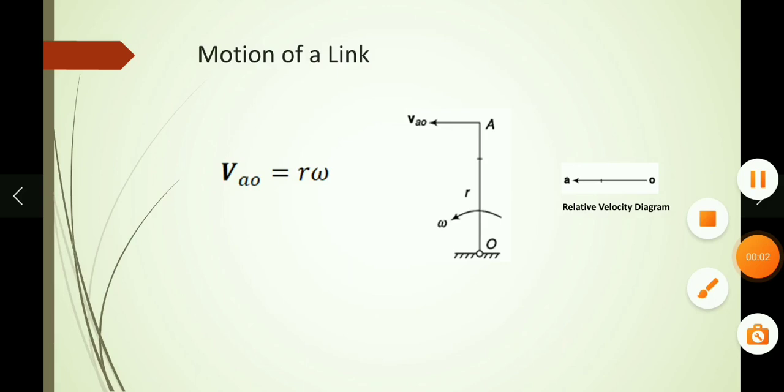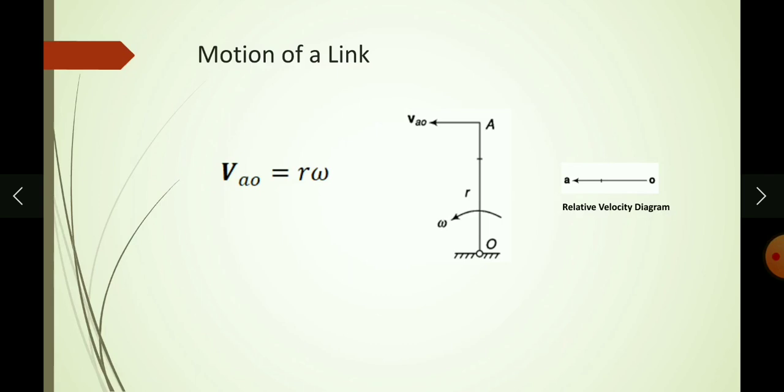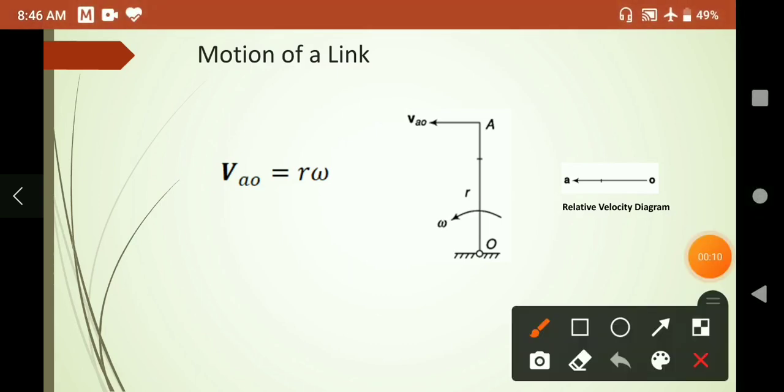So we have found the magnitude and direction of velocity of A relative to O. Now we are going to show it graphically. To show it graphically, first we need to locate the fixed point in the link. The fixed point in the link is O. So at some location in some space, you just mark point O. The O should be a small letter o.